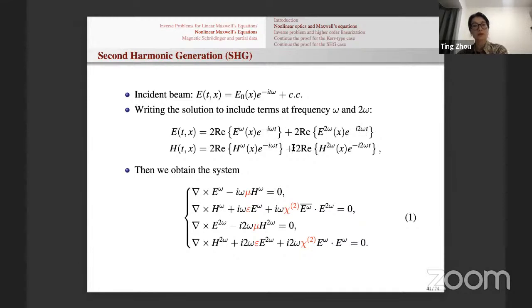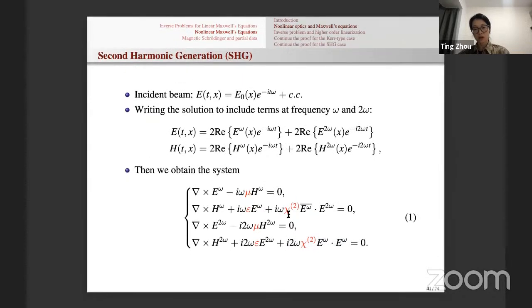other with 2 omega, which means if you plug this into Maxwell's equations, you will have a system of essentially two sets of Maxwell's equations, one for E omega, H omega for the omega waves, and the other set for 2 omega waves. But these are coupled together by the second order nonlinearity, these two terms. So chi2 here will be called the second order susceptibility coefficient. Okay.